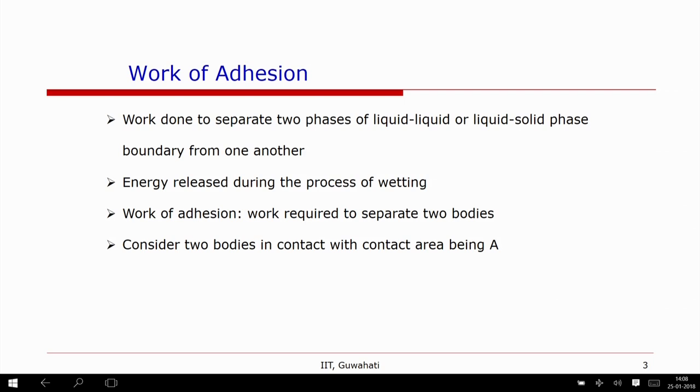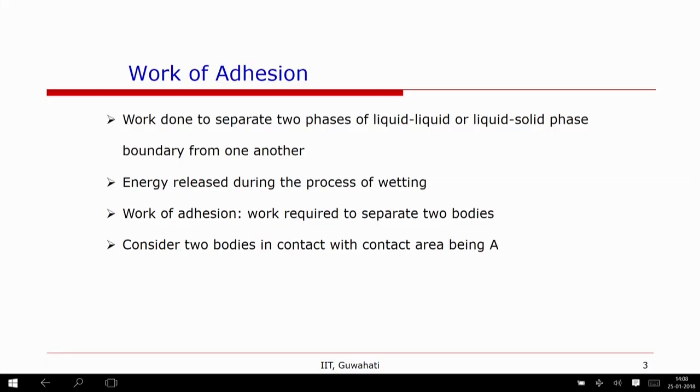Now next we will look at the concept of work of adhesion. As you will know, the adhesive force or the adhesion refers to the attraction between two different phases or two different sets of molecules or two different materials. Work of adhesion is the work required to separate two different phases. These might be two different liquids, or a liquid and a solid phase, and the work required to separate them from one another is what is called work of adhesion. This is the energy that is released during the process of wetting.